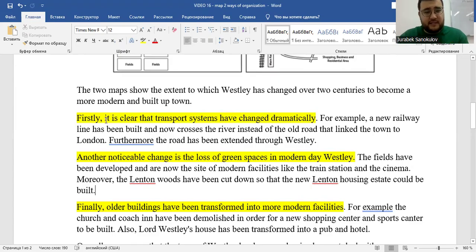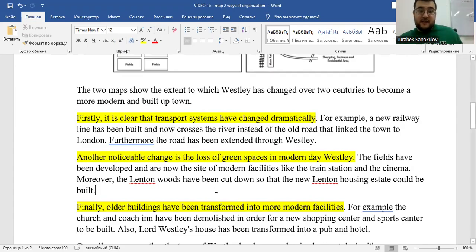Here the principle is, I repeat, the writer talked about transport in the first body paragraph, and in the second body paragraph, the writer decided to talk about the loss of green spaces, and in the third body paragraph, the writer decided to talk about transformations. That's a good logic, in my opinion, like I said.